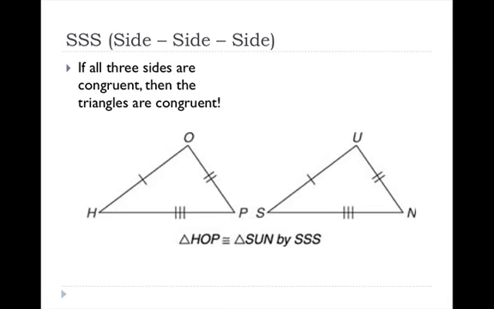Here's an example. You see here we have segment HO is congruent to segment SU, OP congruent to UN, and HP congruent to SN. Now we can say that these two triangles are congruent automatically just based on the sides. So we say triangle HOP is congruent to triangle SUN by the SSS theorem.